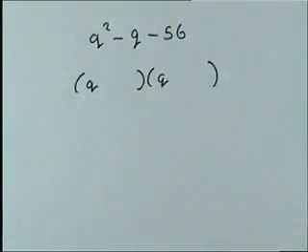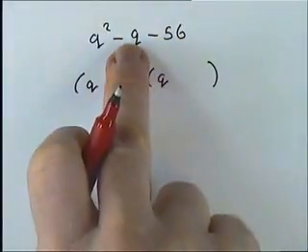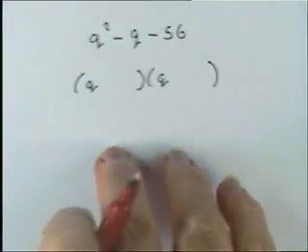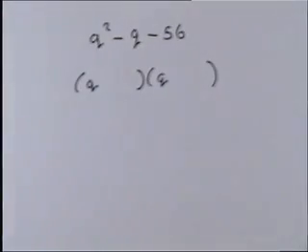Now we've got to come up with two numbers that multiply together to give negative 56, but add together to give negative 1. So they're going to be quite close together, because the magnitude of this coefficient is quite low. They're going to have to be quite close together, so when you take one from the other it gives you negative 1. So just think about it for a second.